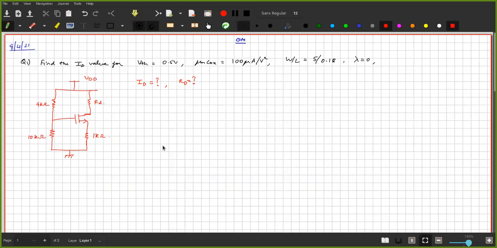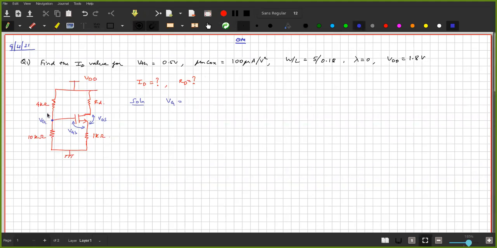Now, the simple way to start this is to consider this voltage as say VG. Then this would be VGS, and this would be VGS. Then solution. What would be VG? How can I find VG here? VDD is 1.8 volts.